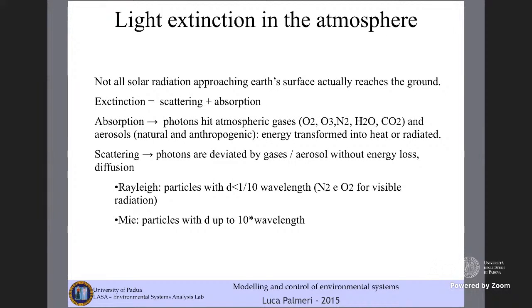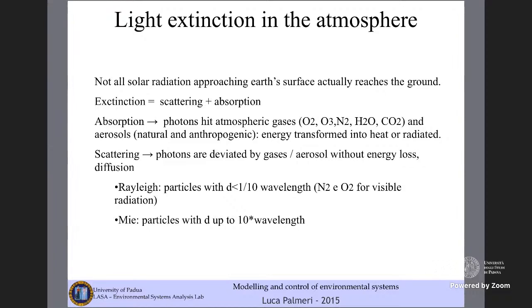Of course, we know that this is due to the fact that not all the radiation approaching the Earth's surface actually reaches the ground. There are several dynamical phenomena. Extinction is due to two main phenomena that are scattering and absorption. Absorption is due to photons that hit atmospheric gases like oxygen, ozone, gaseous nitrogen, vapor, CO2 or other aerosols, when the energy is transformed into heat directly or irradiated. So absorption is photons that are absorbed by gases.